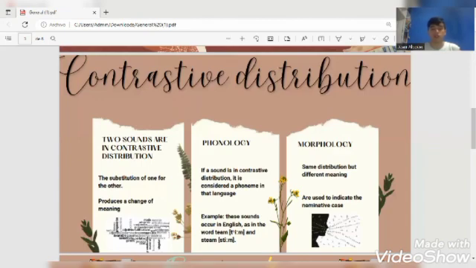For example, the sounds occur in English in the words team, T-H-I-M, and steam, S-T-I-M. Finally, the morphological distribution is when they occur in the same environment but have different meanings. They are used to indicate the nominal case, and their occurrence is conditioned by the final sound of the previous noun.